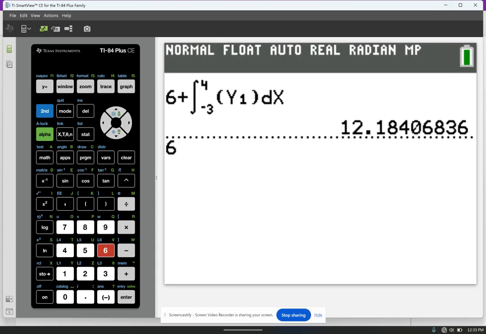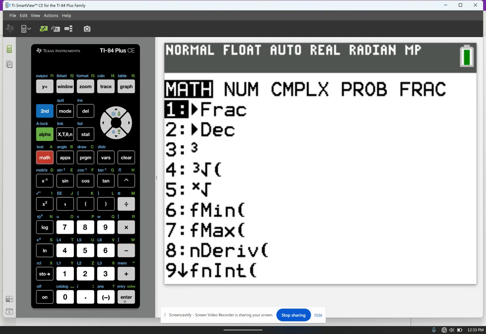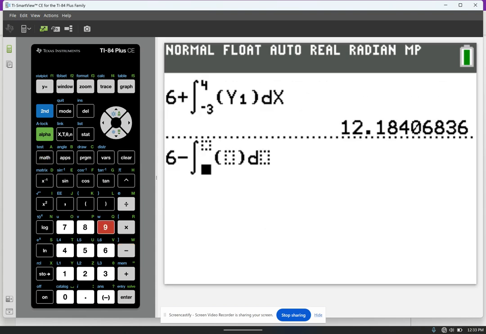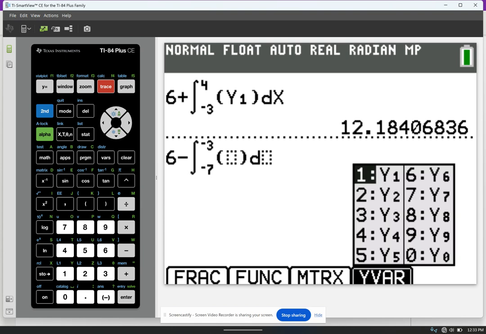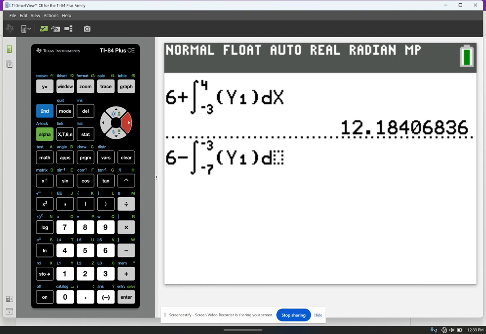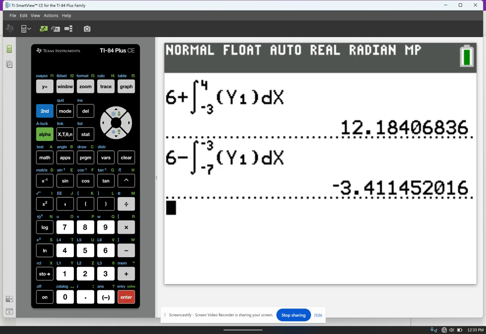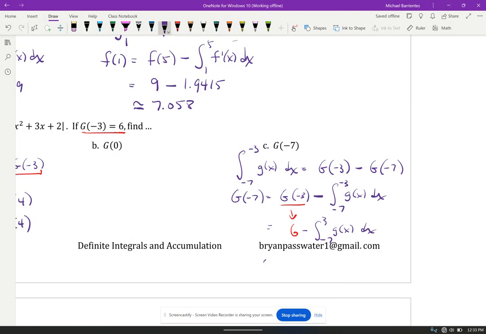So I'm going to go to my calculator, and I'm going to say 6 minus the definite integral. I'm going to go to math, option number 9. We're going from negative 7 to negative 3 of that function that I already saved, alpha trace 1 in y1, and dx. If I press enter, about negative 3.411. Your answer has to be accurate to 3 decimal places. You can put 4 decimal places, but negative 3.411 would get you the credit. So this is about negative 3.411.